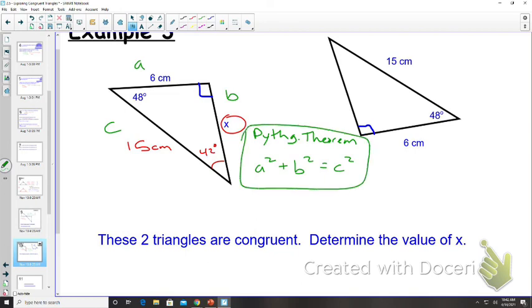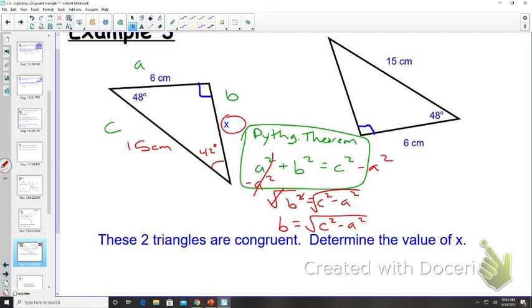Okay, so C is always the hypotenuse. We know the hypotenuse, and we know A, so we have to solve for side B. How am I going to get B all by itself? Subtract A squared from both sides. So now we have B squared equals C squared minus A squared. How do I get B by itself? Take the square root. Square and square root cancel. Now we have B is equal to the square root of C squared minus A squared.